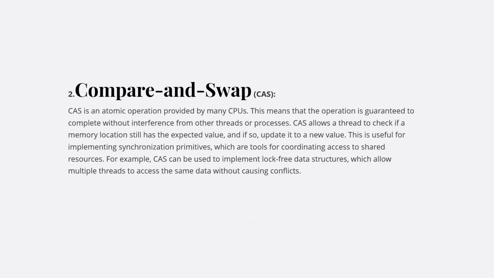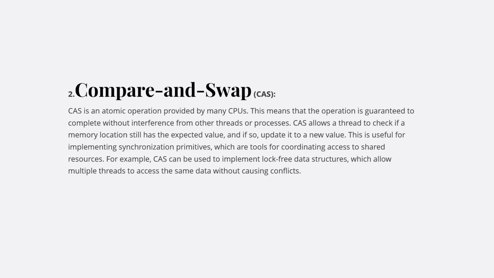The next one is compare and swap, called CAS. CAS is an atomic instruction commonly used in hardware synchronization. It involves three operands: a memory location, an expected value, and a new value. The instruction atomically compares the current value at the specified memory location with the expected value. If they match, the new value is written to the memory location, otherwise the operation fails. CAS is frequently employed in implementing lock-free data structures.